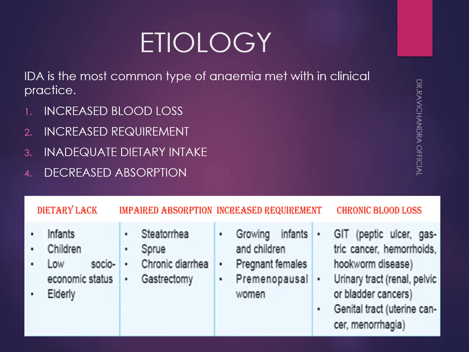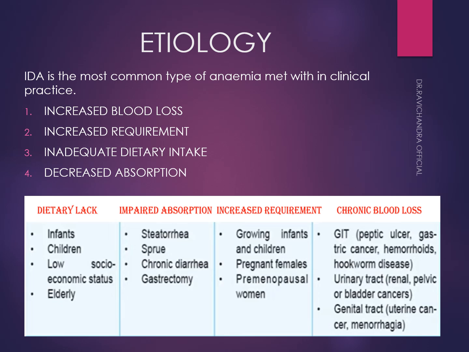Dietary lack is seen in infants, children, people of low socioeconomic status, and elderly people. There will be impaired absorption in tropical sprue, chronic diarrhea, and gastrectomy patients, and a few cases of steatorrhea. Increased requirement is the cause for iron deficiency anemia in growing infants and children, pregnant females, and premenopausal women.